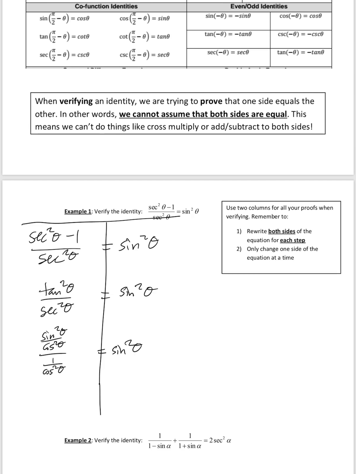Equals sine squared. I'm dividing two fractions. When I divide by a fraction, that's the same as multiplying by the reciprocal of the fraction. And cosine squared cancels out. So in the end, I have sine squared of theta equals sine squared of theta. And I'm done.